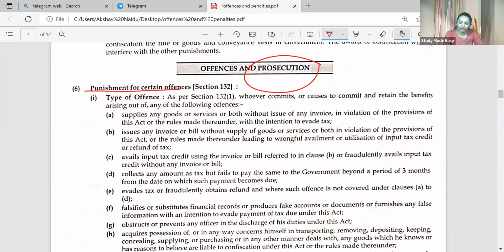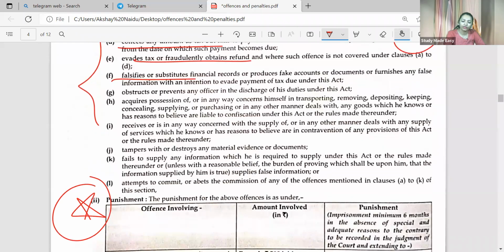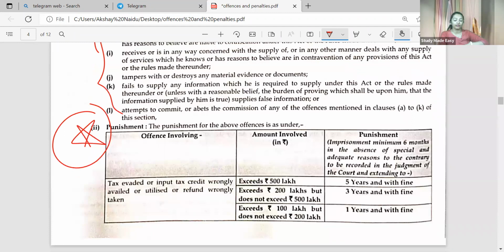Punishment for certain offenses. So these are the same offenses that we have done. Supply without invoice, no supply but invoice, wrongly availing ITC, or that you fail to collect, or you collect but you do not pay to the government within 3 months from the due date, fraudulently taking a refund, falsifying the records. Are you getting section number 122? Whatever we have done, that is similar. सारी चीजें वही. So if you do that offense as well as you abet someone, or attempt to do these things, all these are included.